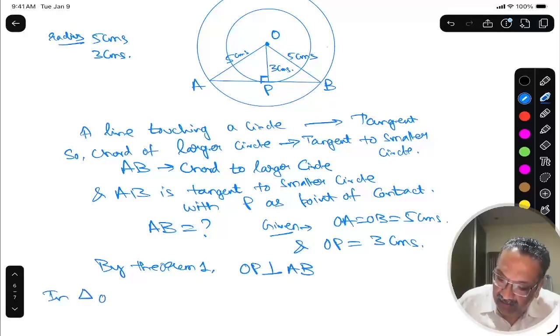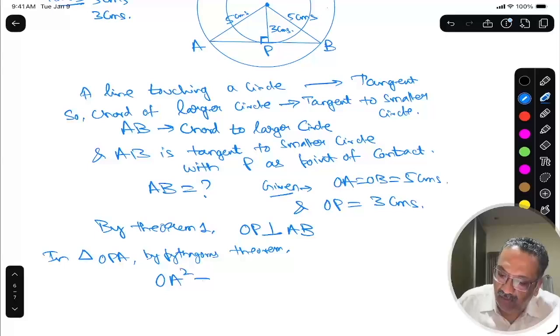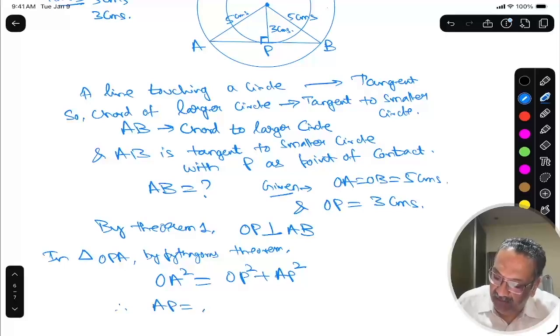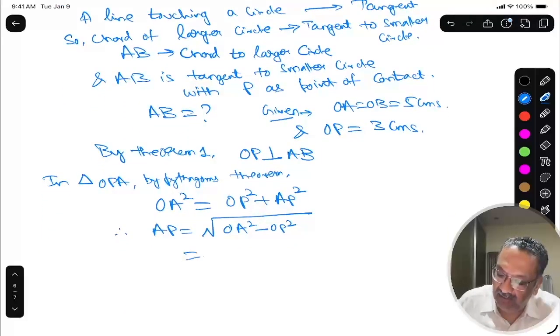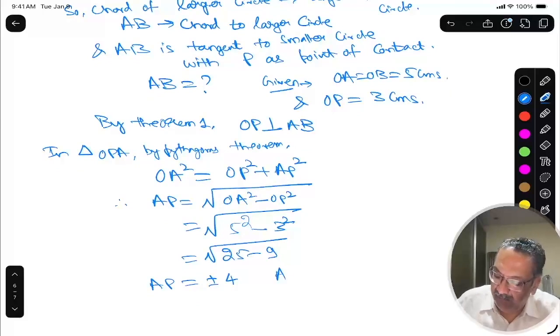So therefore, in triangle OPA, by Pythagoras theorem, we have the square on the hypotenuse, OA square, is equal to OP square plus AP square. Therefore AP is equal to the square root of OA square minus OP square. What is OA? OA is 5, square, minus OP is 3, square, is equal to square root of 25 minus 9, which is plus or minus 4. AP cannot be minus 4. Therefore AP is equal to plus 4 centimeters.